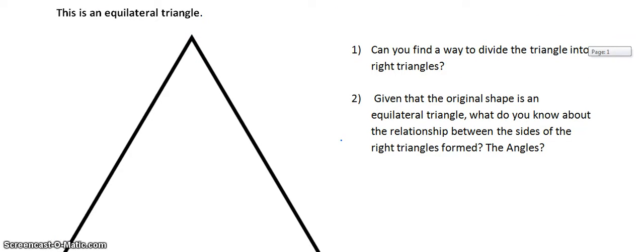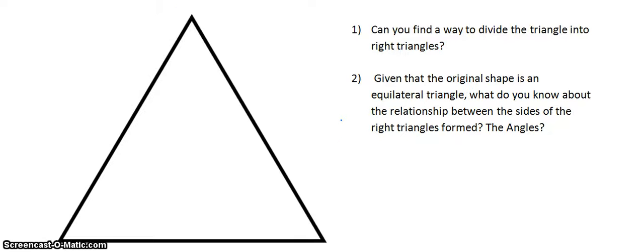Now if you take a look here, we do not have a right triangle, so you may be thinking, what the heck? This is an equilateral triangle, but we can find a way to divide it into right triangles by drawing what's called the altitude. Remember, the altitude is a line that starts at a vertex and drops perpendicular to the opposite side. Perpendicular meaning it makes a right angle, which would then create two right triangles.